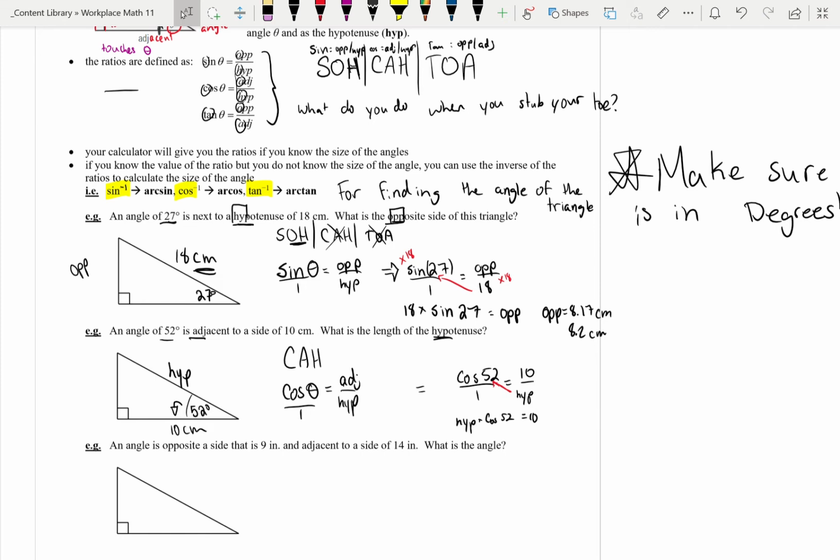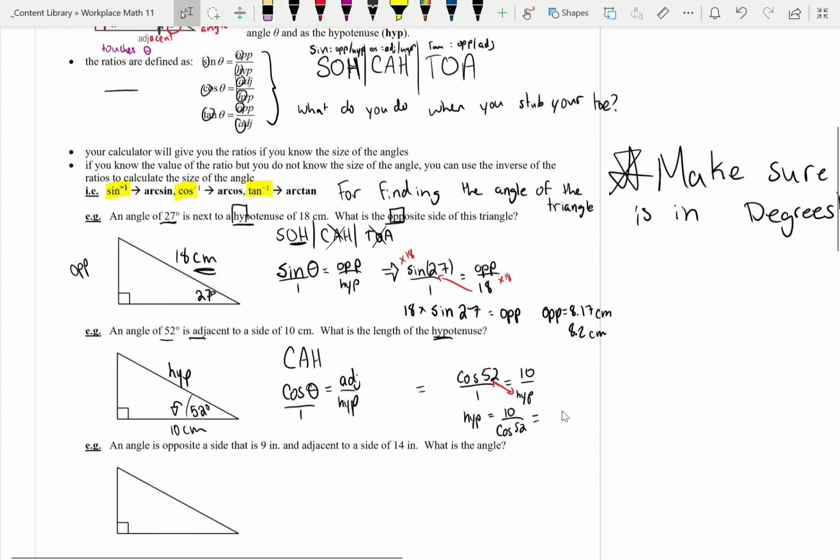I just want to know what hypotenuse is equal to. I don't want to know what the multiplication is. So I actually have to divide both sides by cos of 52. So I'm actually going to go both ways with this. And the trick is I swap the positions of the cos 52 and the hypotenuse. So I have hypotenuse is equal to 10 divided by cos of 52. With that, I can now plug this into my calculator.